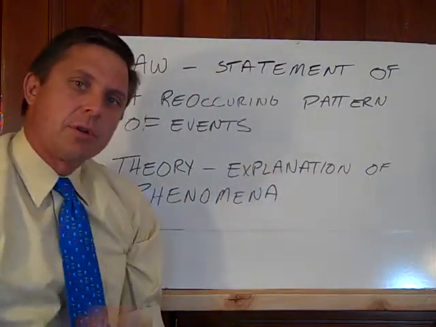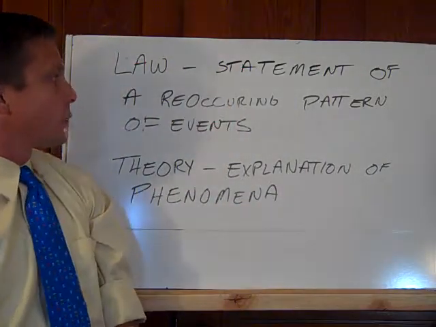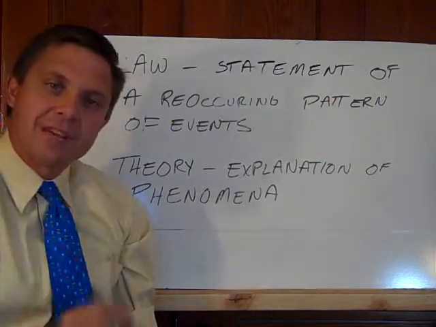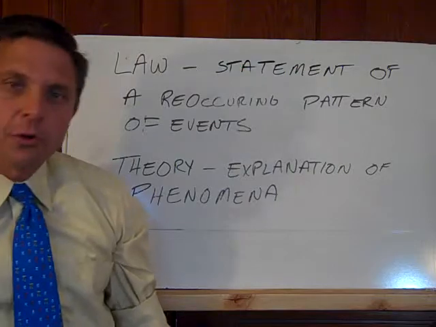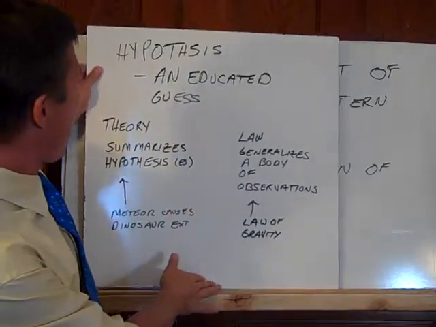Now, let's talk about the difference between a law and a theory. And these are the definitions. A law is a statement of a reoccurring pattern of events. And a theory is an explanation of a phenomenon. And I put those up, and you can record those, but really it comes down to us understanding.